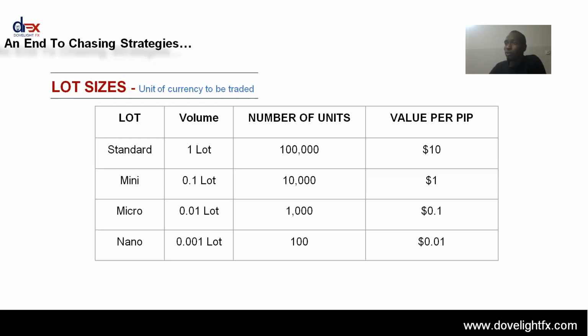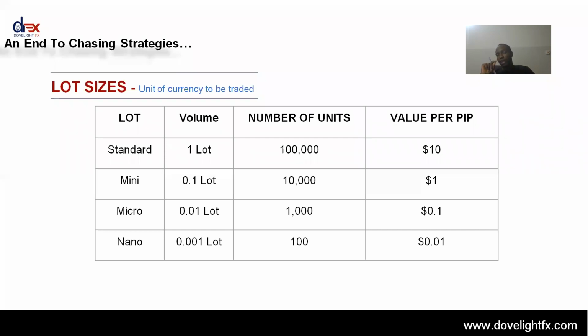And the interesting thing is that each lot size, let's say if you trade a standard lot, each pip movement is $10. Let's say I want to go into a trade right now, and I want to buy one lot size of Euro USD and move three pips. For a single lot size, each pip movement is $10. So one standard lot size with a three pip movement is going to be how many dollars, guys?